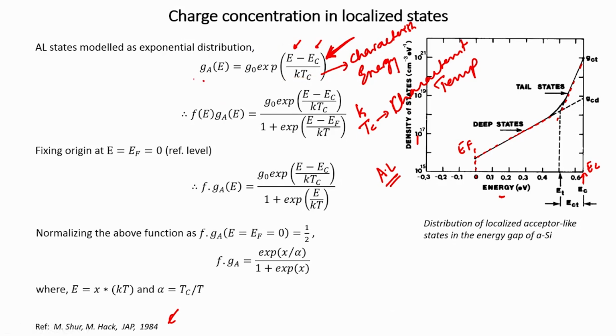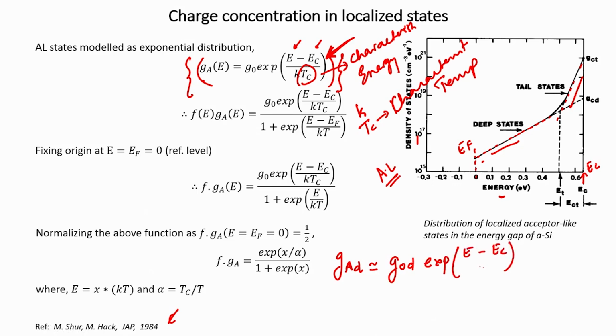Now, this is a general expression, and therefore, you could have one characteristic temperature for the deep states and one characteristic temperature for the tail states. This is a very general expression, only to define the approach to modeling. One could say that the acceptor like deep states have a relation which is some G_AD0, which is some prefactor that needs to be estimated from the experimental data, times the exponential of E minus EC by kT_D, the characteristic temperature for the deep states.